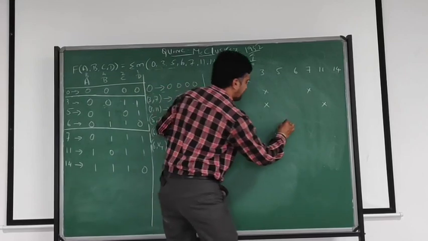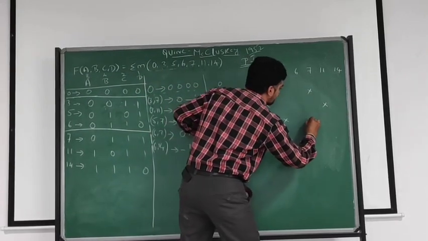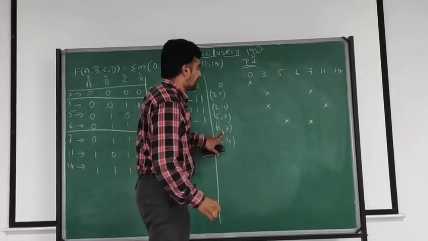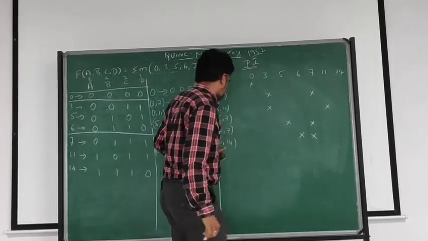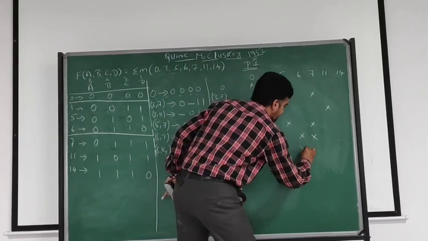5, 7: 5 here, 7 here. Next, 6, 7: 6 here, 7. Next, 6, 14. Finally, 6, 14.